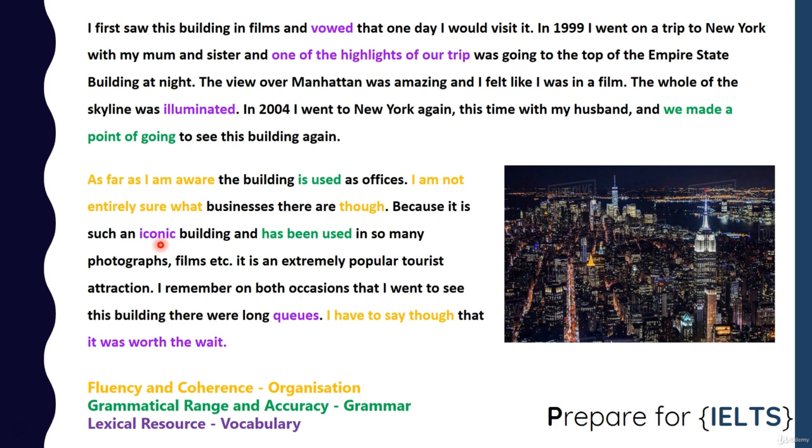Again, iconic building. Anything that's iconic is very, very famous. It has been used. Again, passive grammar. Fantastic. Queues are what we call them in the UK. In America, they call them lines. When you have to wait to buy something or wait to do something, it's a queue, and the verb is to queue. I have to say, though, another good little filler phrase. I have to say, though, I'm not really keen on that, so you can use it in lots of different other phrases. It was worth the wait.